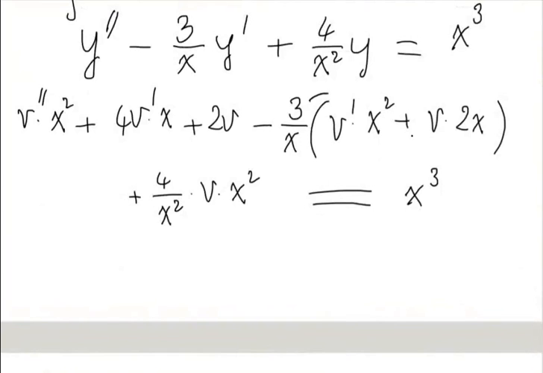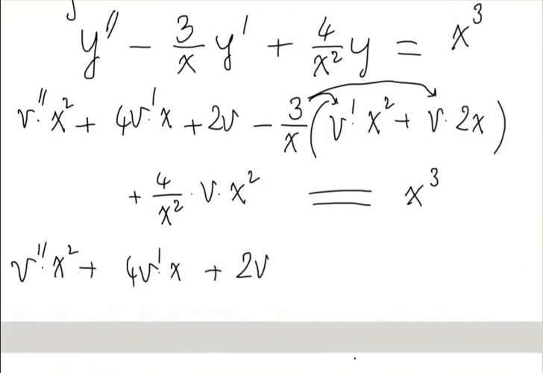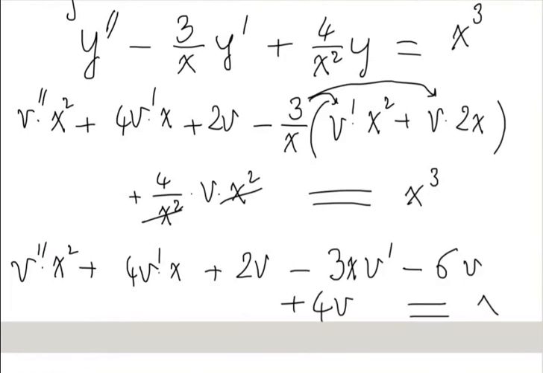Now, distribute and simplify things. We will have v double prime x squared plus 4v prime x plus 2v minus, distributing and simplifying the exponent of x, we will have minus 3x v prime and then minus 6v. Over here, the x squared cancels out. Plus 4v equals x cubed.